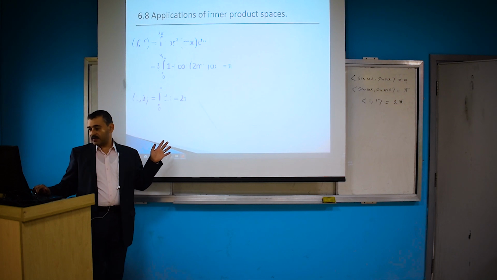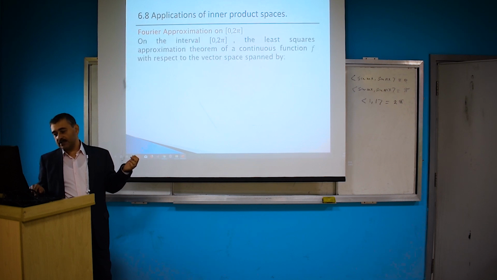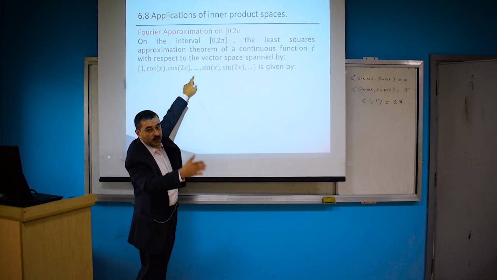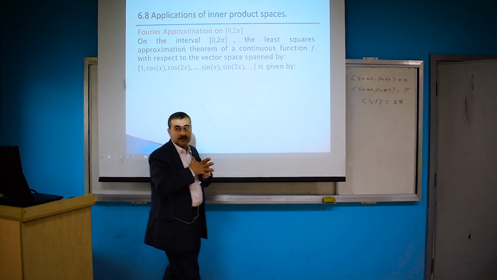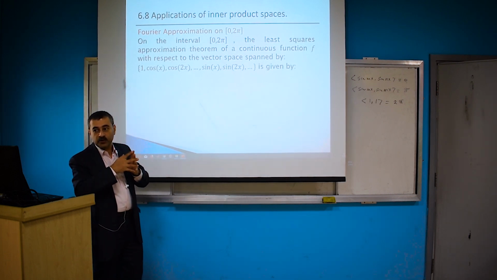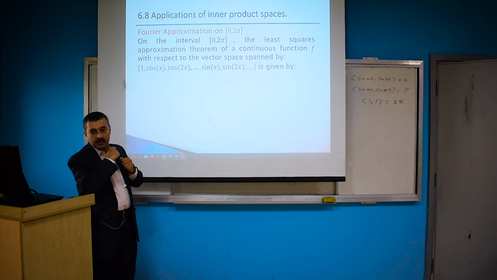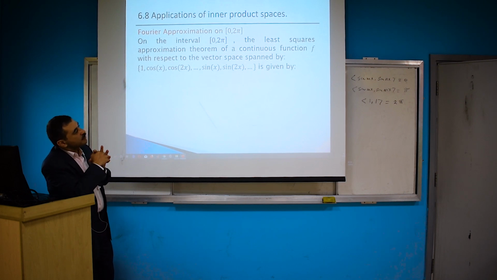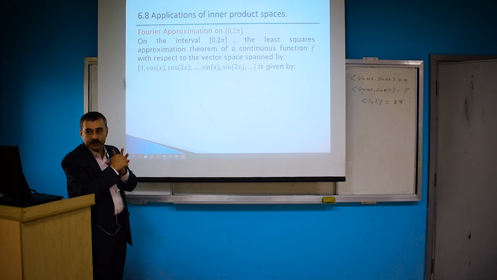So let's take this set containing 1, the cosines and the sines: 1, cosine x, cosine 2x and so on, sine x, sine 2x and so on. And these are mutually orthogonal, so this set is an orthogonal set. Then we try to approximate any function by projecting the function onto this orthogonal basis, to get the approximation, or the closest function in this subspace. That's simply what we call Fourier.